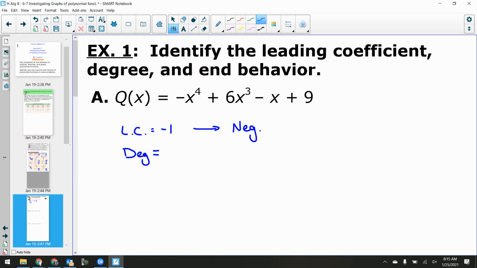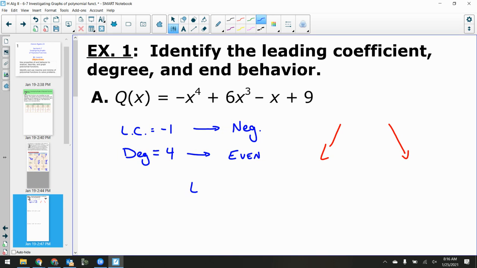What's my degree? 4. I don't care about the fact that it's a 4. I care about the fact that it's even. So this is a negative even. Negative even. Right down here. Negative even. Both arms pointing down. So if I'm looking at the end behavior, I know that it's going to do this. But unfortunately, that's not the formal way to write end behavior. We have to write out the formal way of writing end behavior.